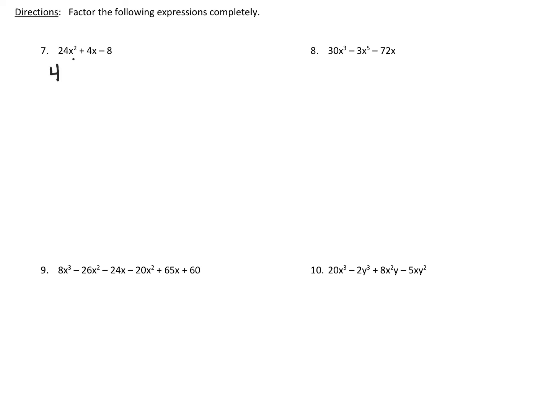And when you factor out a greatest common factor, you're basically just dividing all of these numbers by 4. Okay, so 24 divided by 4 is 6. So it's 6x squared. 4 divided by 4 is 1.